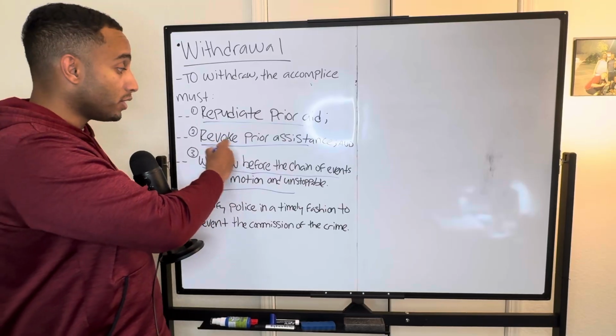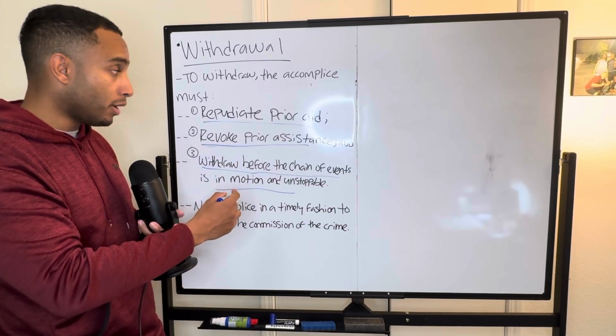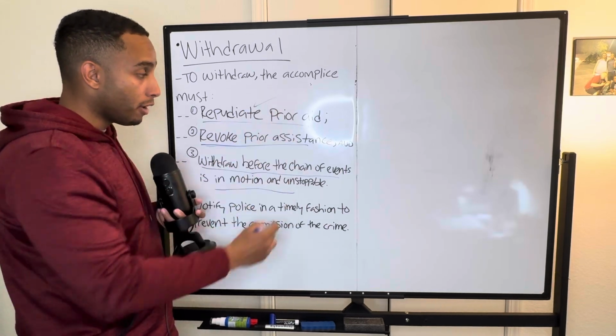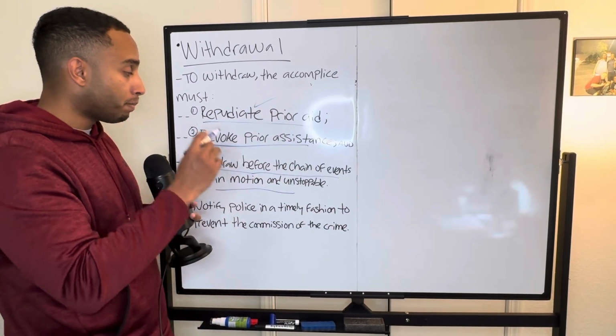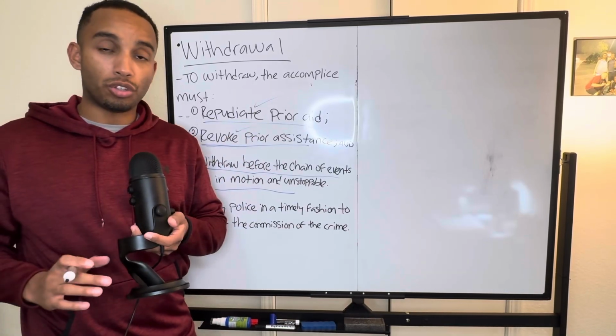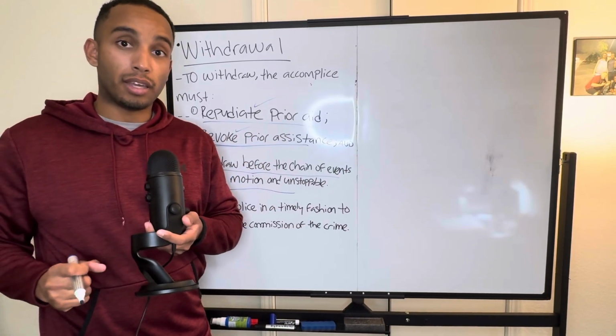Secondly, revoke prior assistance. Again, it kind of goes back to the first one. Not only must the individual have the intent to abandon the crime itself, but they must also have the act of revoking prior assistance by trying to get rid of the aid given.